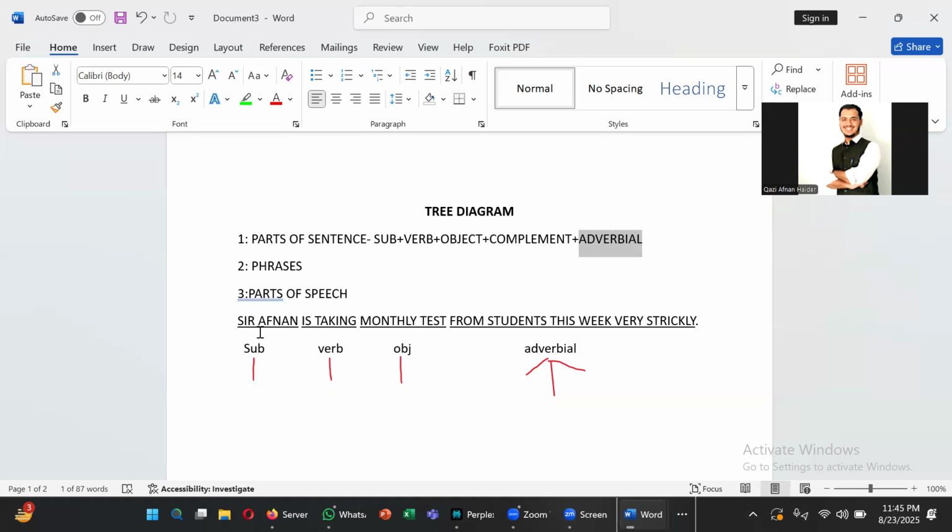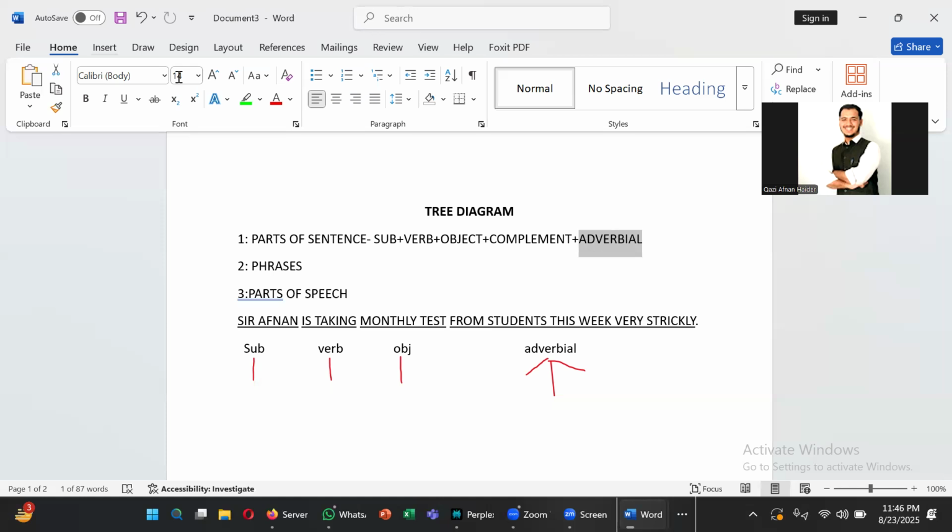Okay. So there is an example for you students: Sir Afnan is taking monthly test from students this week very strictly. Now, the thing is to identify the first part, parts of sentence. The first part, Sir Afnan, subject, is taking, verb, monthly test, object, from students this week very strictly. Okay, that is the whole part which is called adverbial.